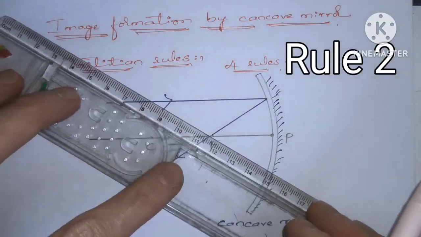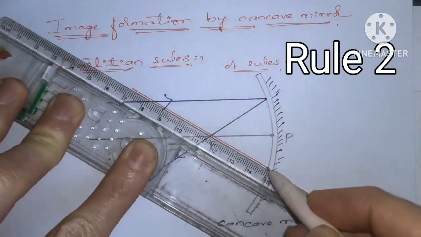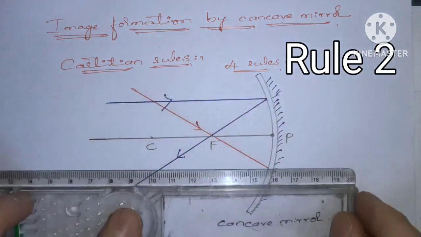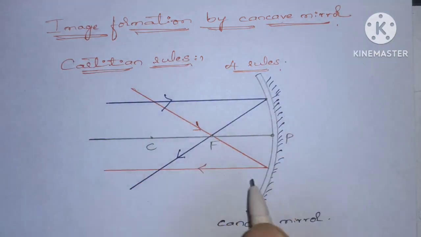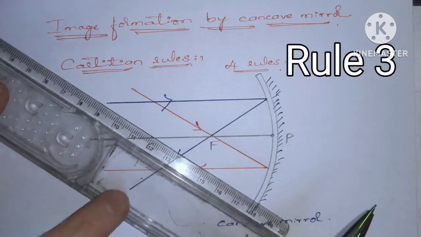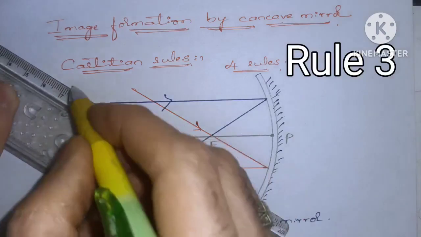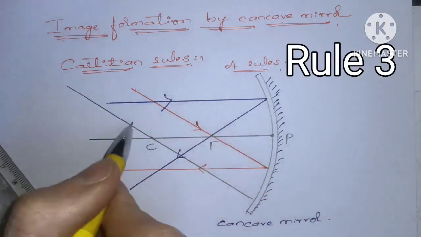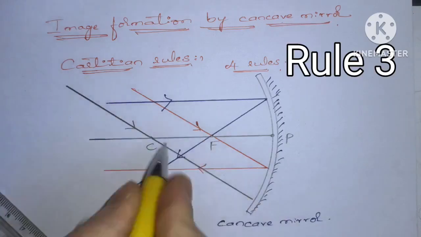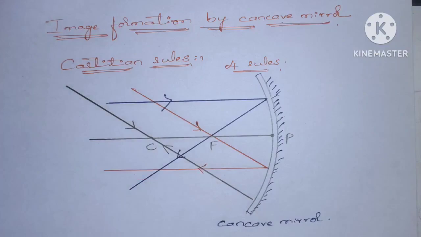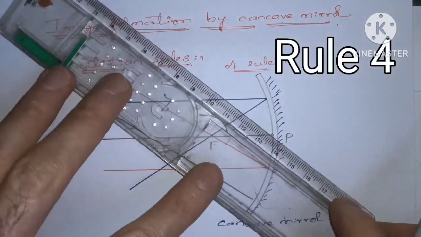Now the second rule: the ray which is passing through the principal focus will reflect parallel to the principal axis or imaginary axis. See, I have drawn it by changing colors. Now the third rule: the ray which is passing through the center of curvature will reflect back along the center of curvature. You need to remember the third rule.